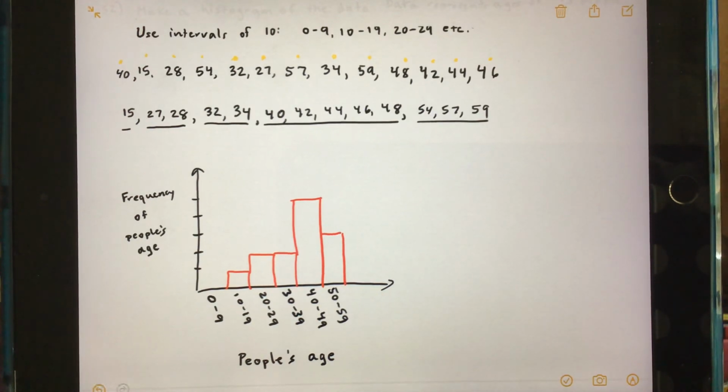We can see at a glance, looking at that histogram, that we have significantly more middle-aged people than we have younger people, or even at the oldest end of the spectrum here.